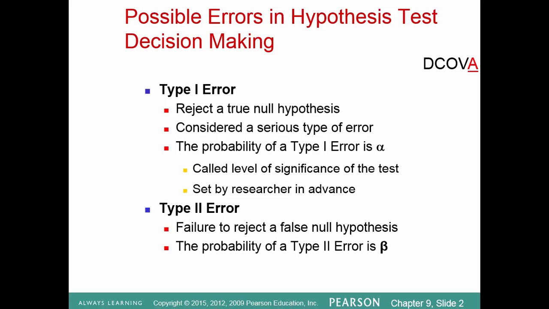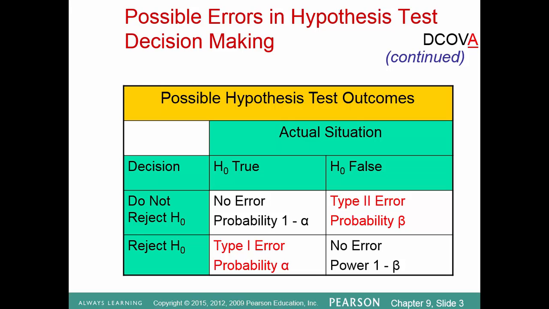The probability of type 1 error is alpha, or the level of significance we've chosen for our test. So if we do a hypothesis test at the 5% or the 0.05 level, we're also saying that we have a 5% chance of making a type 1 error. The probability of a type 2 error is beta, and we're not going to get into how to calculate that in this class. So this table shows the four possible outcomes when you do a hypothesis test.